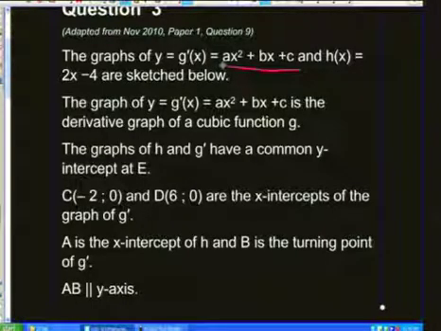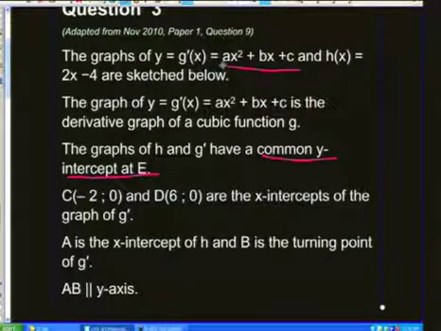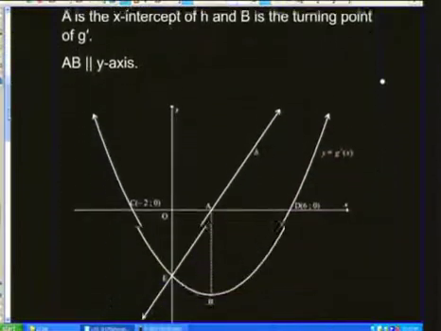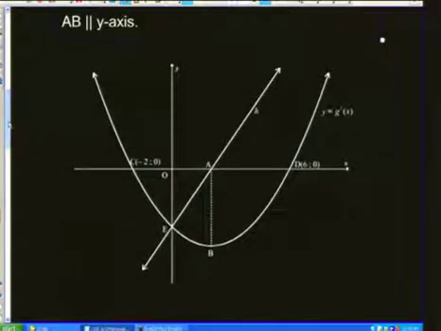Now that's quite important to remember, because why would they tell me otherwise? So let's stress that. C is the coordinate minus 2, 0, and D is the coordinate 6, 0, are the x-intercepts of the graph of g dashed. A is the x-intercept of h, and B is the turning point of g dashed. AB is parallel to the y-axis. So by now you're feeling a little bit worse for wear. What is important is to remember that it is parallel, so it's at right angles. And they have told me those two coordinates, and they've told me they share a y-intercept.